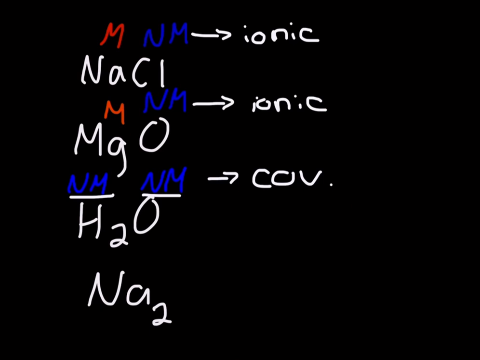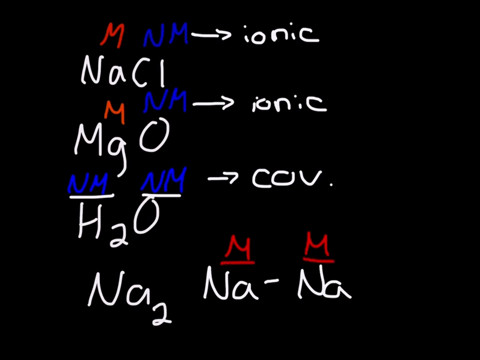Lastly, onto sodium, we have a bond between 2 sodiums, and this is going to be a metallic bond since there are 2 metals. Remember, when there are 2 metals or more, it's always going to have a sea of electrons, no transfer or sharing of electrons.